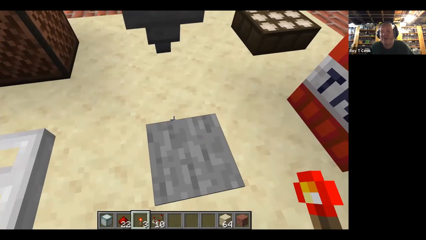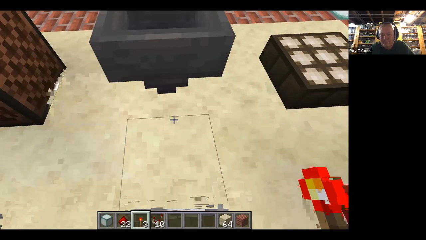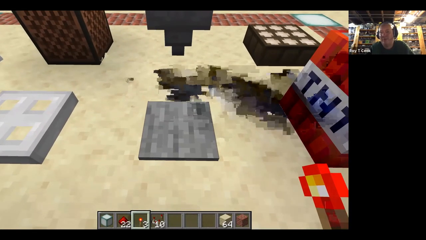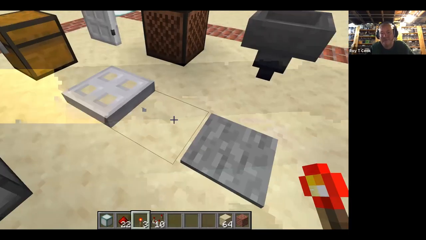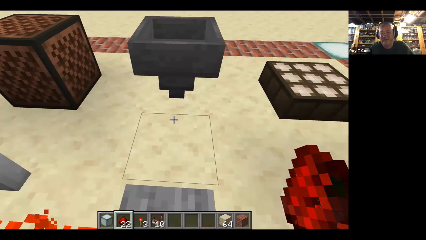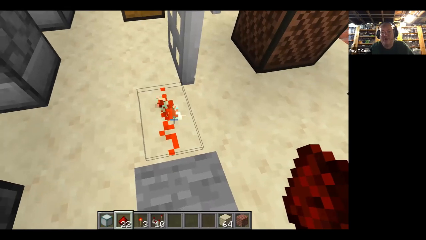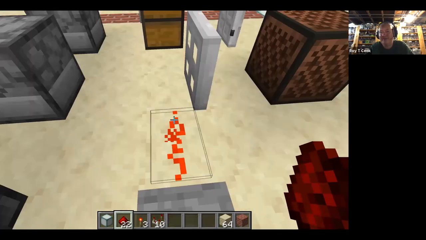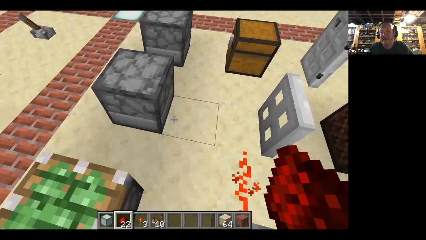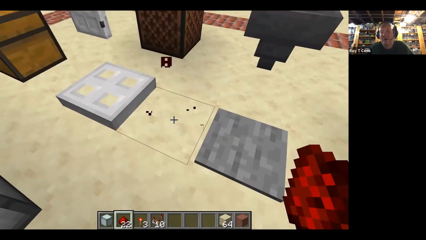This is another power source called a pressure plate. If you stand on it or items get put on it, it will detect that and send out a current. So if we put a bit of redstone dust here, the pressure plate picks up that I'm on it and sends power. Notice that's a trap door that opens if it gets power, and it's currently getting power from the pressure plate because I'm standing on it. But if I step off of it, no power.